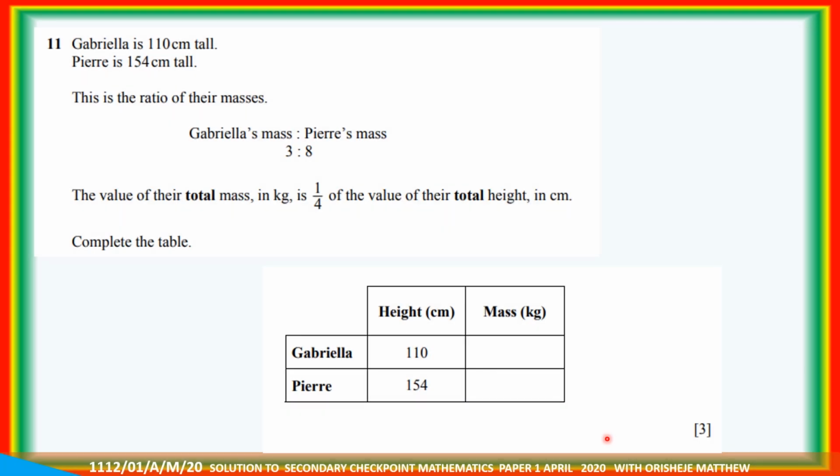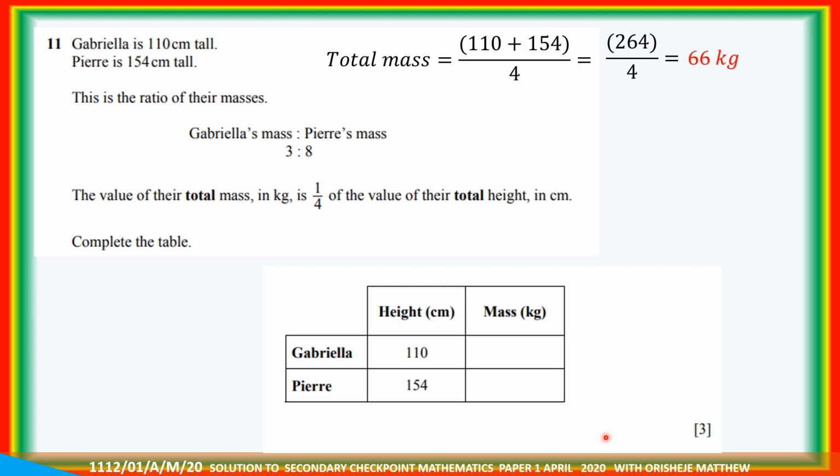The value of their masses in kg is 1/4 of the value of their total height in cm. So the first thing you need to do here is to find their total height. Their total height is 110 cm plus 154 cm. But they told us that their total mass is 1/4 of it, so you divide that total by 4. So that will give me 264 divided by 4. That will give me 66 kg.